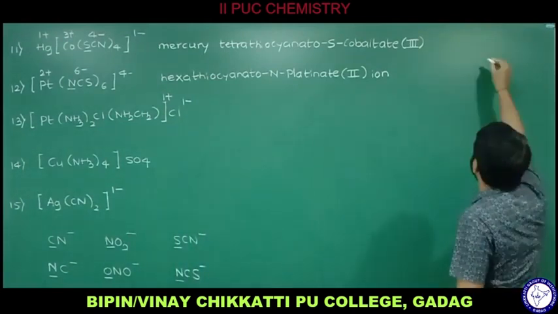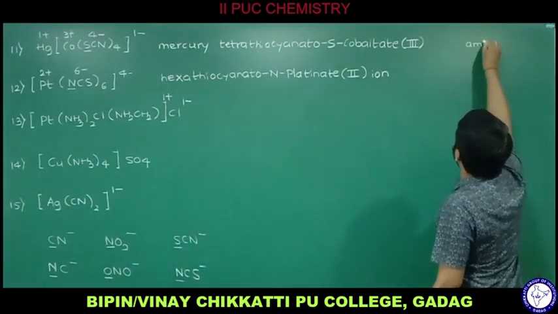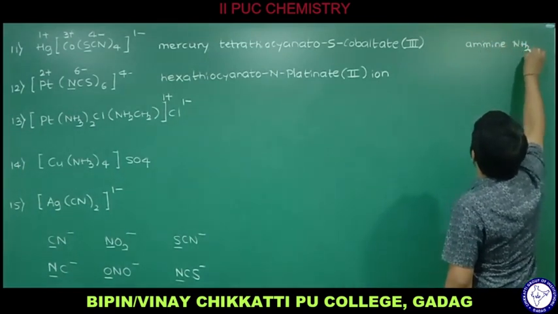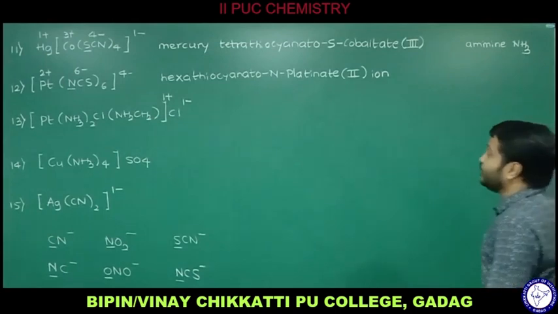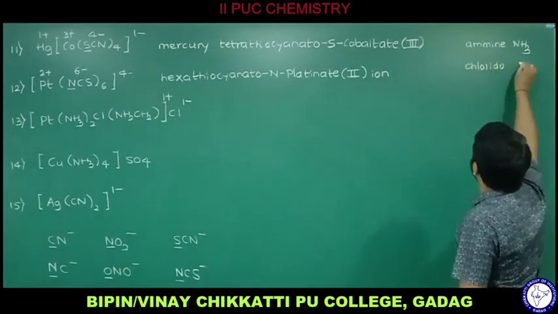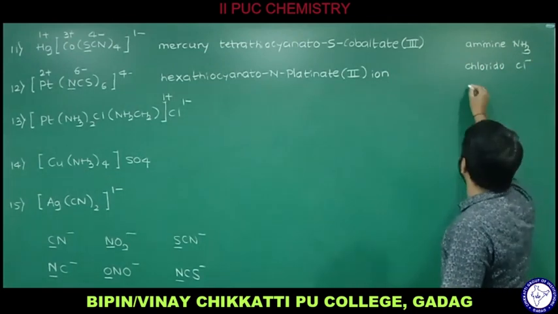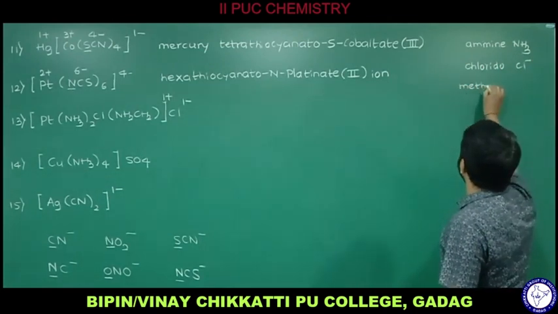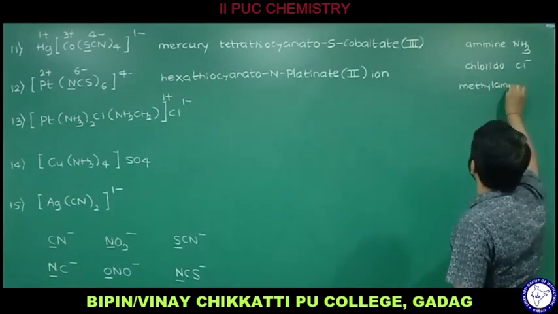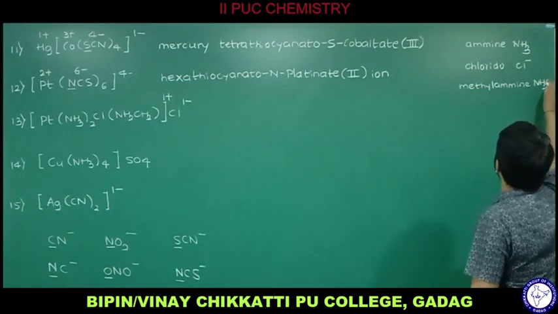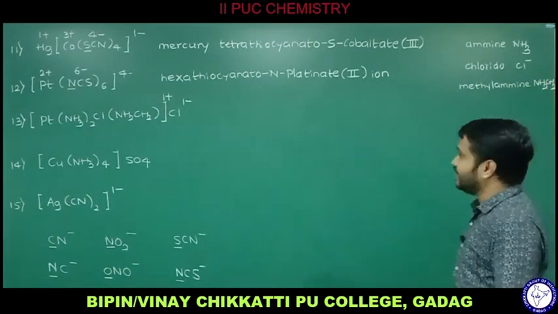We have NH3, I am going to write here amine, which is a neutral ligand. We have a chlorido, Cl minus. We have NH2CH2. The name of the ligand is methyl amine, NH2 and CH2, methyl amine.